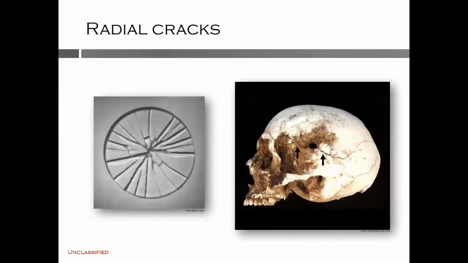Radial cracks from an impact originate from within the zone of contact and propagate outward, and these are often very easy to interpret. For example, the left image shows radial cracks in a fractured glass disc. The fracture origin is in the middle where the radial cracks meet. In the cranium on the right, radial cracks extend anterior and posterior from a projectile impact.